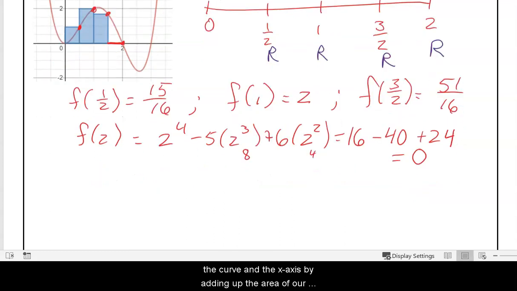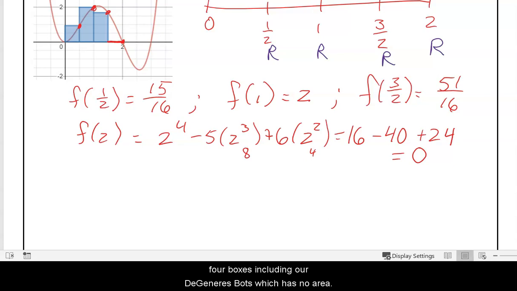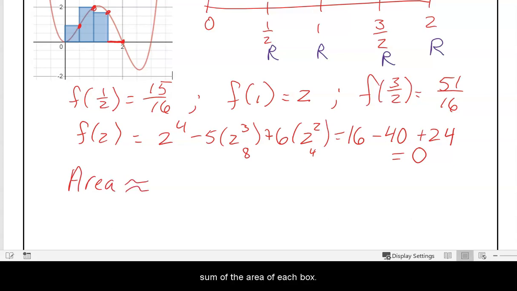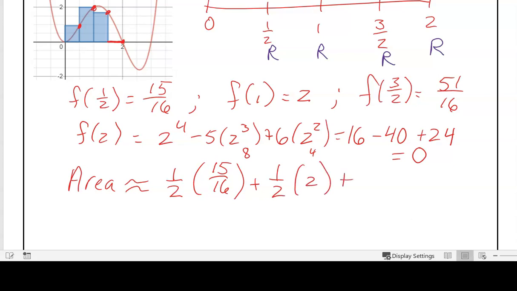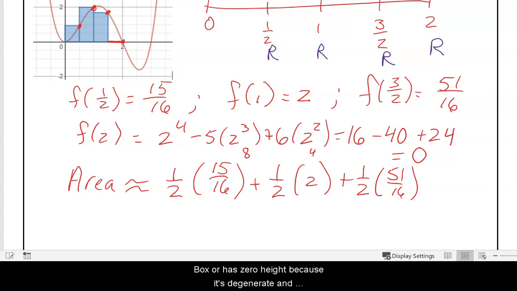Now we need to compute the approximate area between the curve and the x-axis by adding up the area of our 4 boxes, including our degenerate box, which has no area. So the area is going to be approximately equal to the sum of the area of each box. Each box would have a width of 1/2 times the height. Box 1 has height 15/16. Box 2 has height 2. Box 3 has height 51/16. And box 4 has 0 height because it's degenerate and flat on the line.